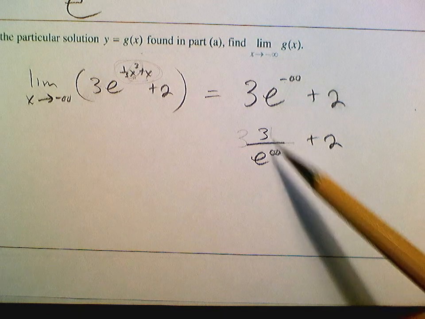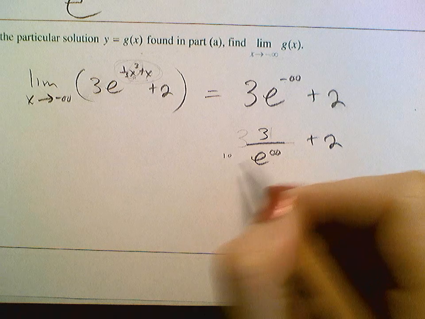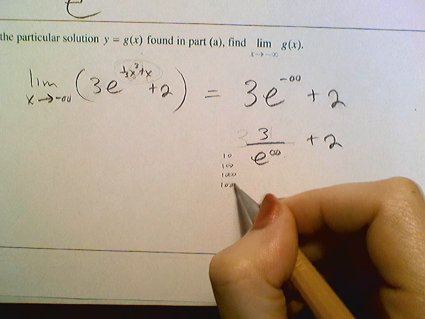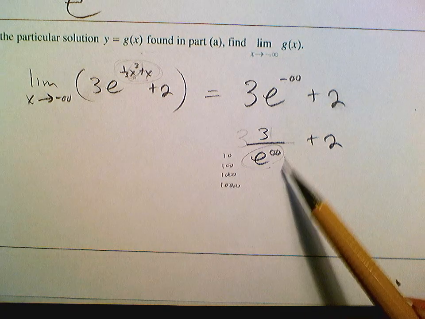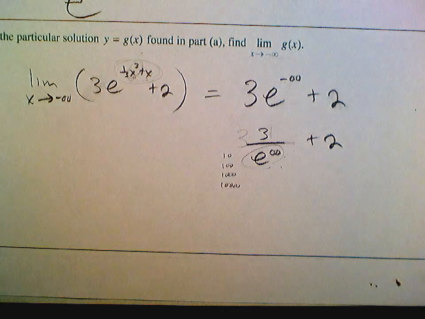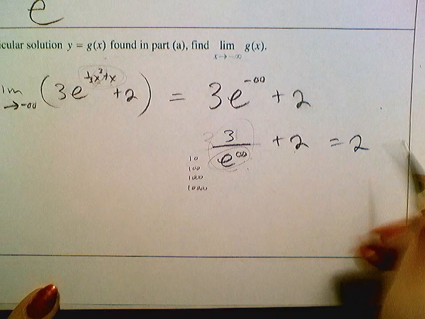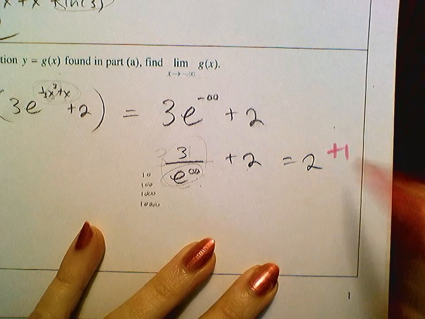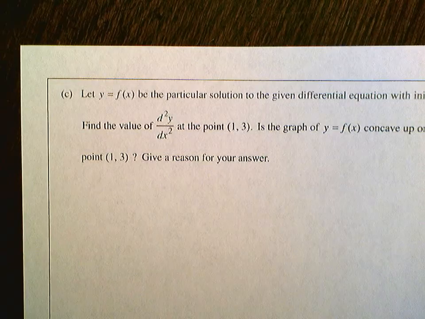So if you've got 3 over an enormous number, or 3 over e to an enormous number, 10, 100, 1,000, 10,000, etc. This is getting huge. 3 over a huge number is a very small number that just keeps getting smaller. So this is 0 plus 2. So that's 2. And that is just 1 point there. Okay. And now, this last part.